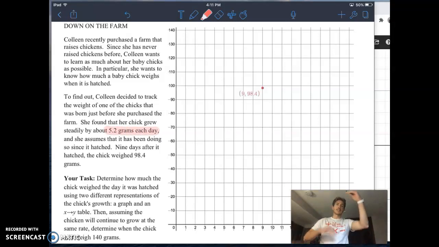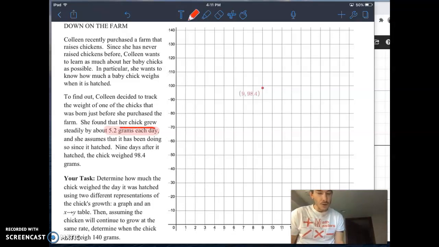Anytime we're given a this per that, grams each day or grams per day, that right there, ladies and gents, is going to be our slope. So this is worth taking special note of. This 5.2 grams per day is going to be our slope.